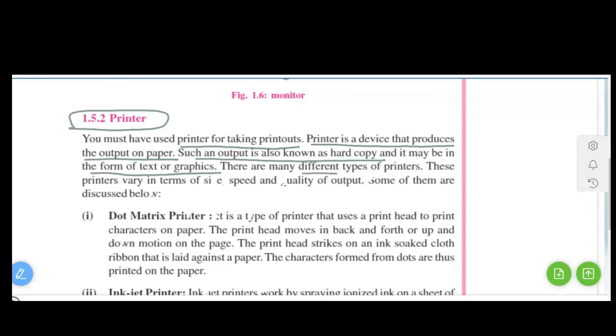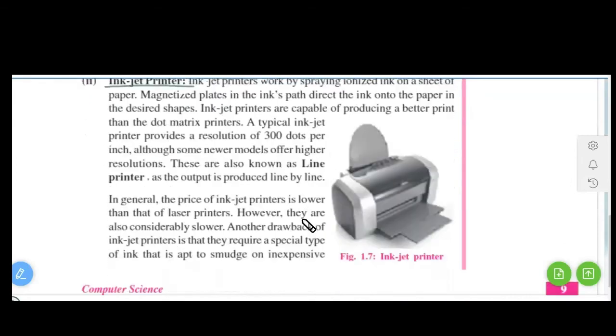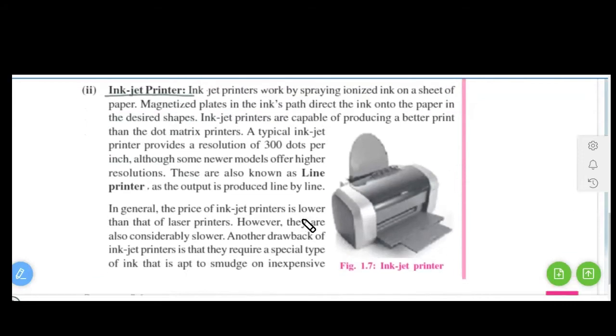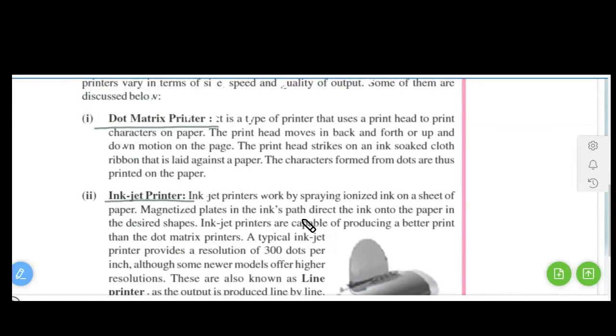We have different types of printers, divided based on cost and speed and all those things. Here they have mentioned the different printers that are available: one is a dot matrix printer, an inkjet printer, and a laser printer. Let's see one by one what they are.